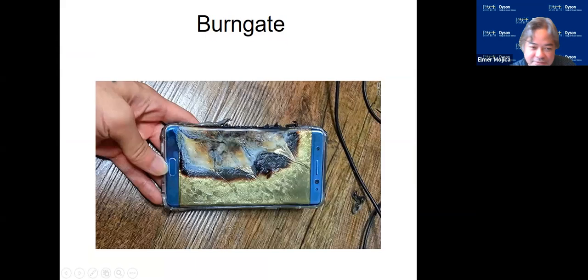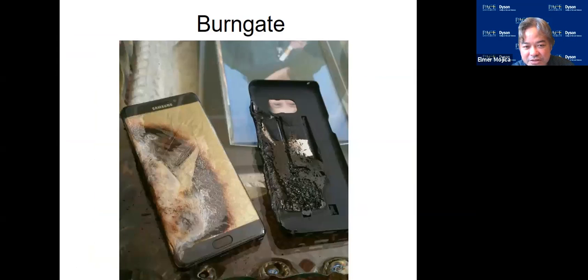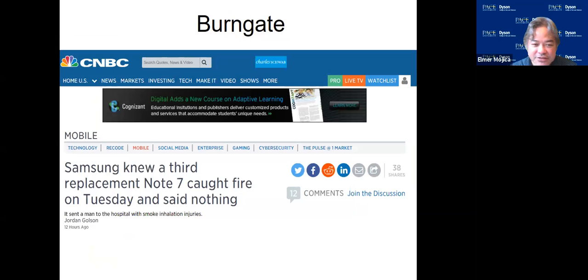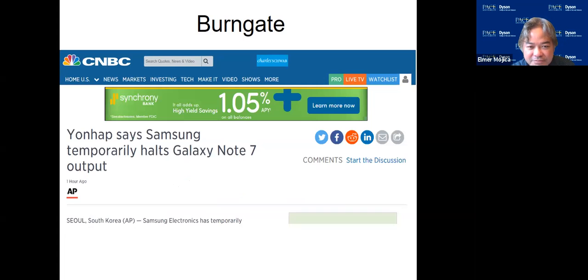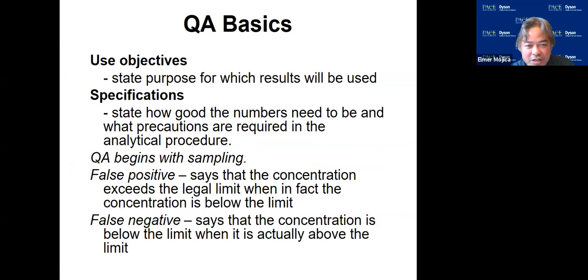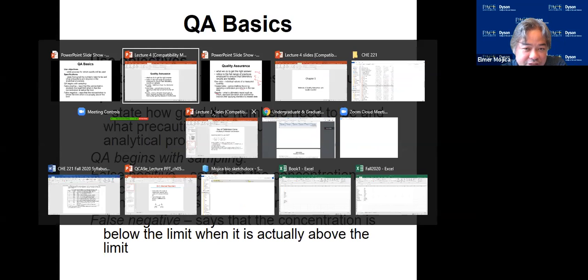It's not only iPhone that has a problem. Samsung also during that time had this so-called burngate thing. All of a sudden, the Samsung just got burned while being charged, so they had to replace this thing. These are just some of the quality control, quality assurance failures that those companies failed to take into consideration.